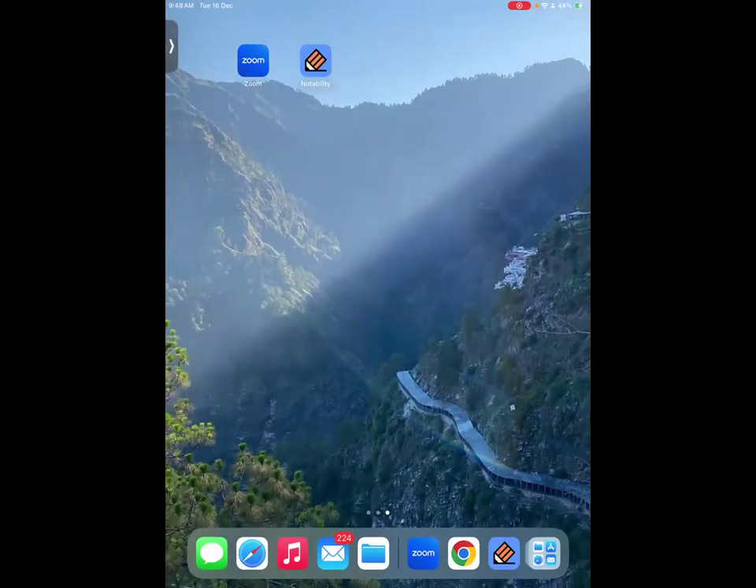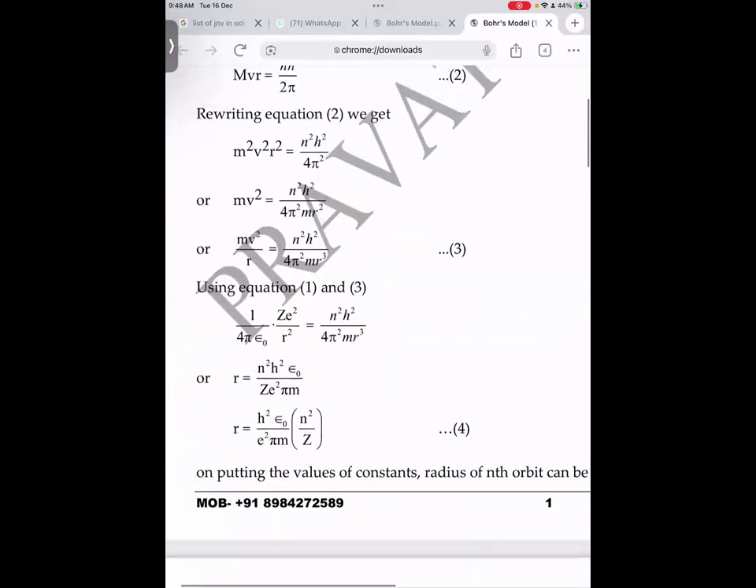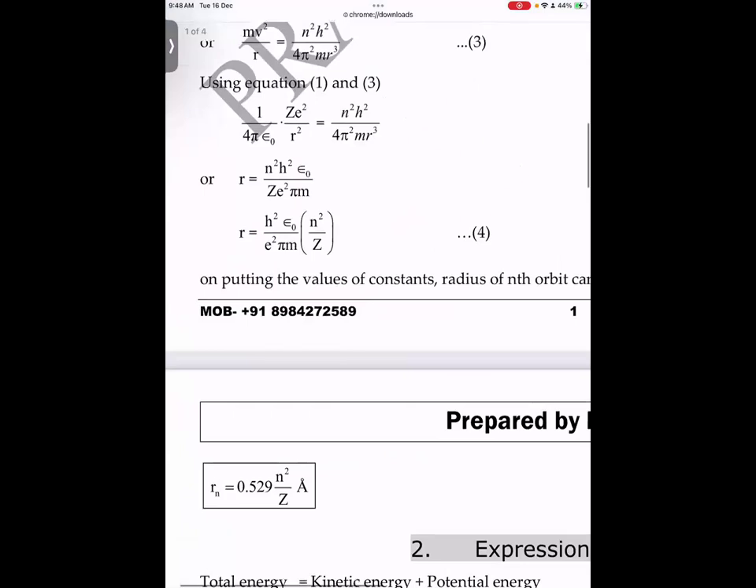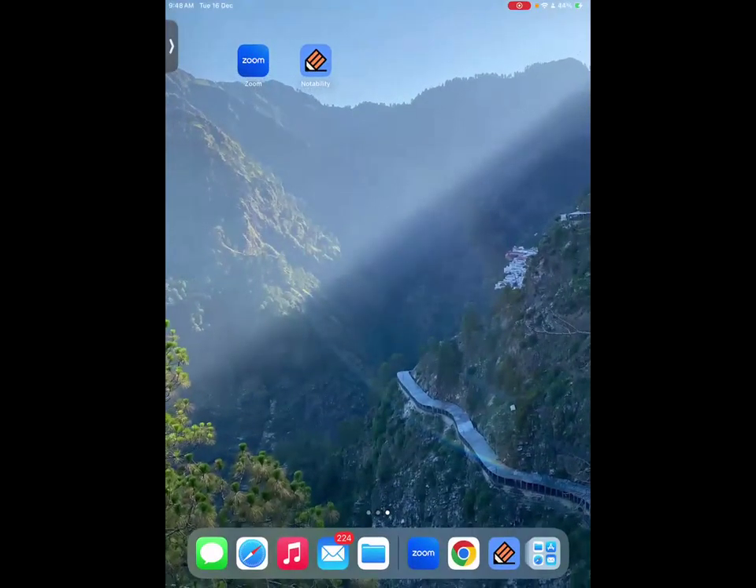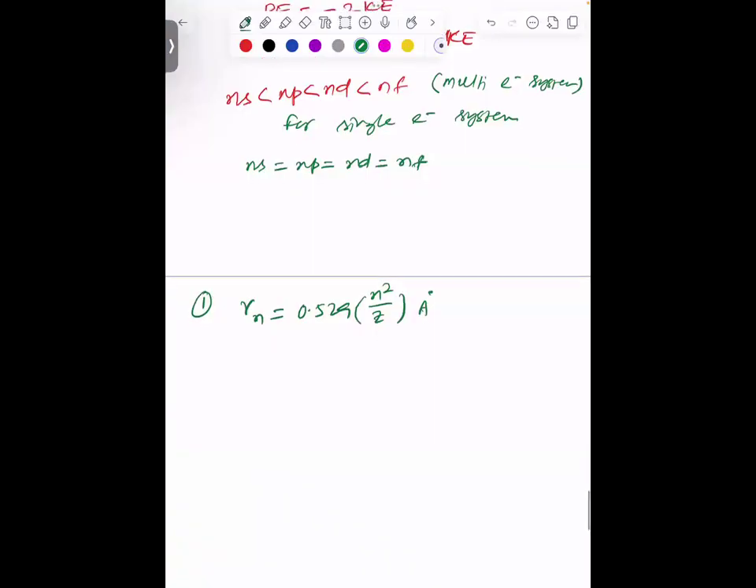Yes or no? You can see. Okay, the formula is R equals 0.529 n square upon Z angstrom. This is the formula. It is given the first orbit, so n equals 1, and for hydrogen atom Z is also 1. So Rn is given as 0.053 nanometer.